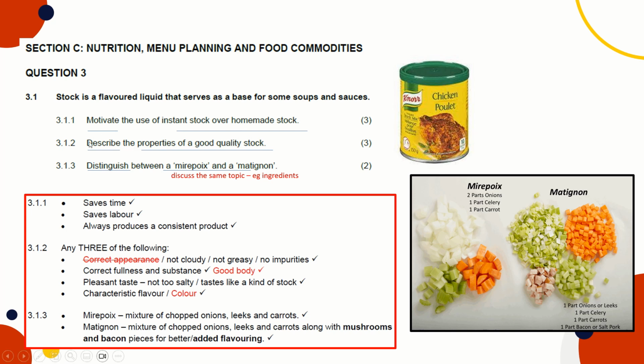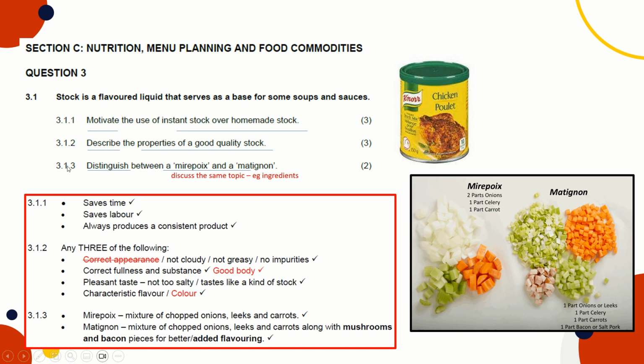3.1.2, you need to describe the properties of a good quality stock. Describe means full sentences, don't just write down a word. It can be 3 of the following. Remember, it's for 3 marks. It is not cloudy, it's not greasy, there are no impurities in it, it does have the correct fullness, it does have a pleasant taste, and it does have a characteristic flavor or color.